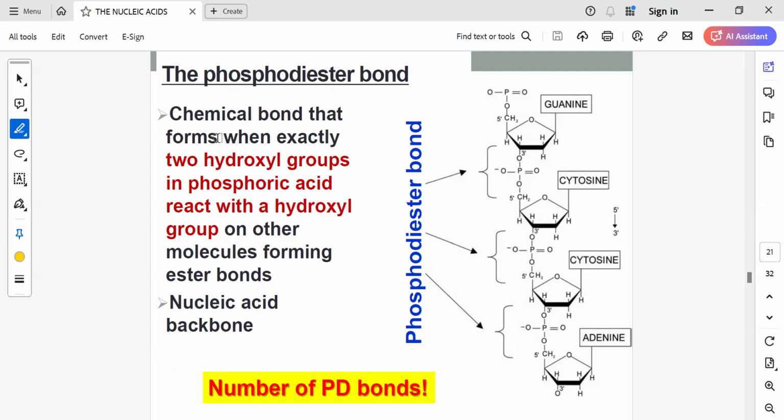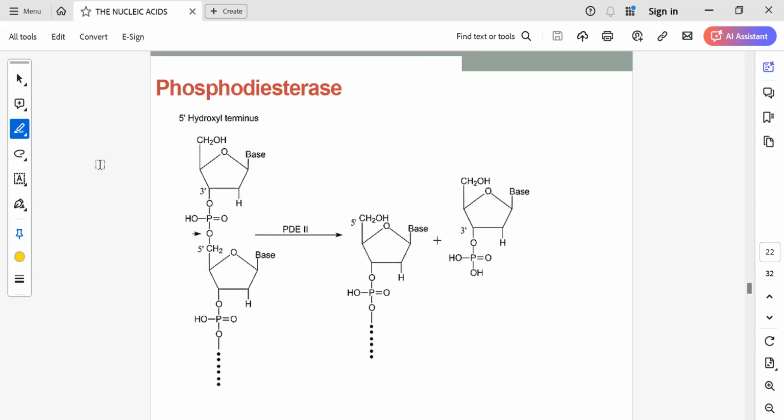The chemical bond that forms when exactly two hydroxyl groups in phosphoric acid react with hydroxyl groups on other molecules forms an ester bond. So that is the nucleic acid backbone. You can even count the number of phosphodiester bonds that are found in a polynucleotide.